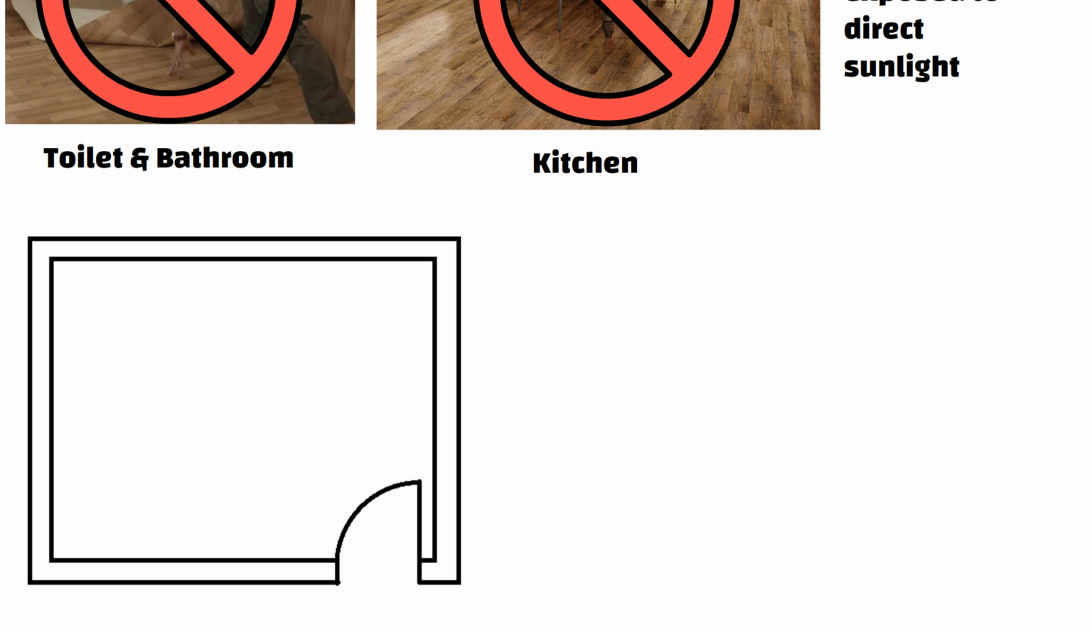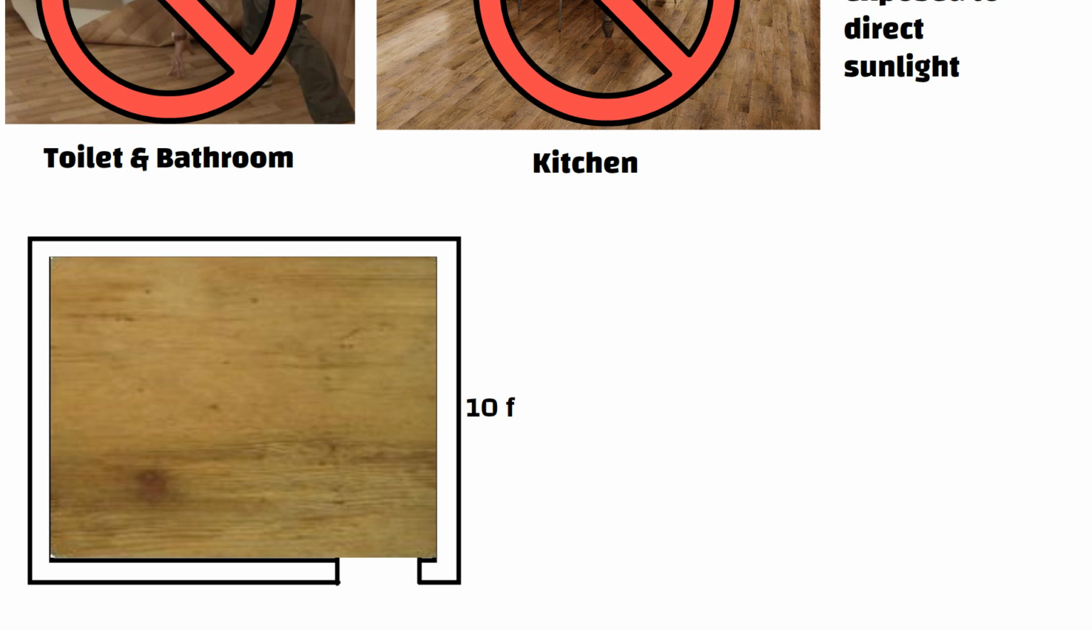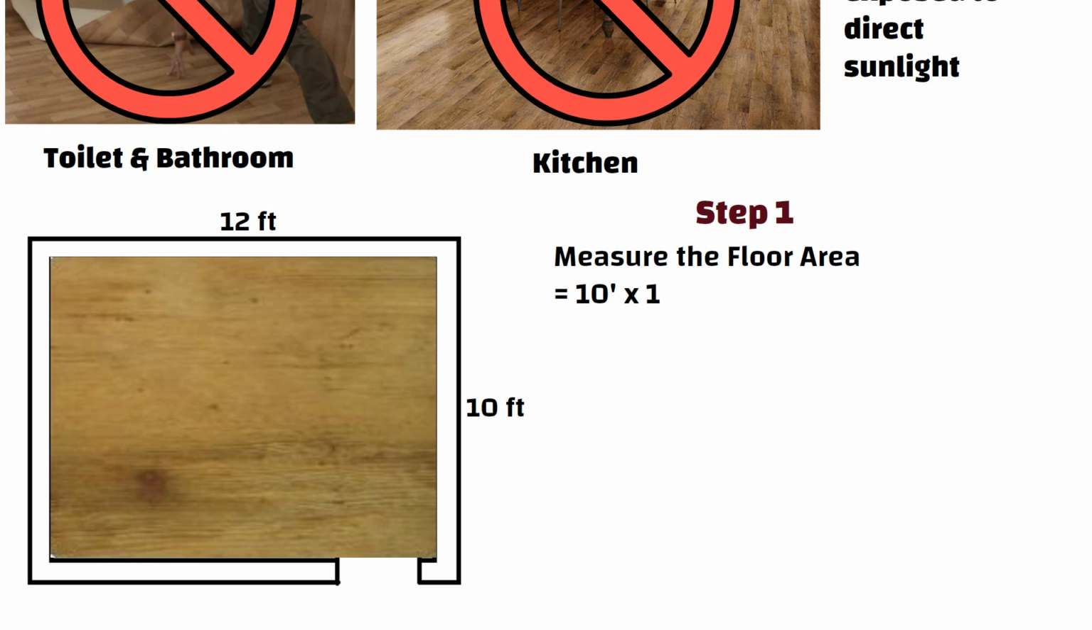In this video, we will learn how to calculate the amount of PVC flooring required for a 10 feet by 12 feet room. So let us get started. Step 1. Measure the floor area. 10 feet into 12 feet is equal to 120 square feet.